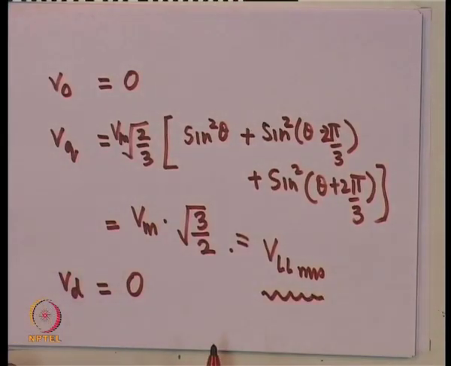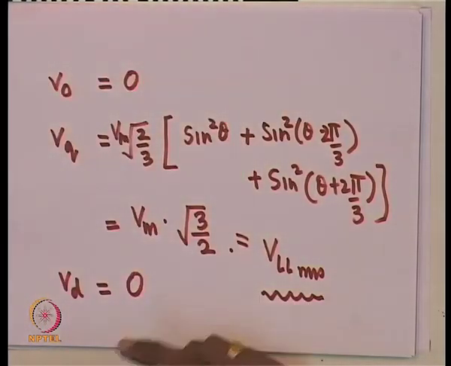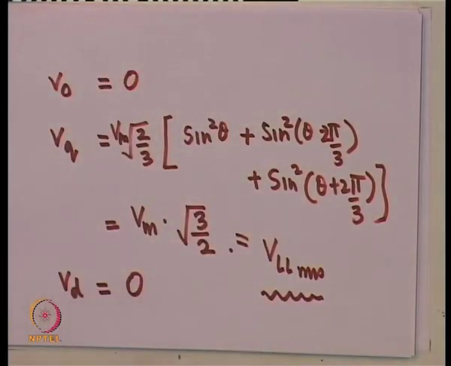So, actually, what I wanted to show you here is that if you have a balanced set of sinusoids, then it turns out that V 0, V q and V d are constants. So, if your steady state in your system is a balanced three phase sinusoidal steady state, it turns out that the dq0 variables are in fact constant. So, this is just a simple example to show that.